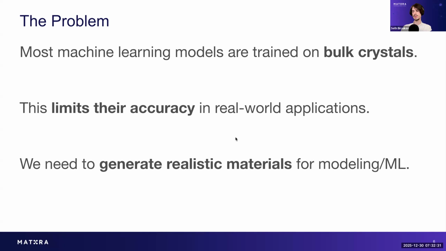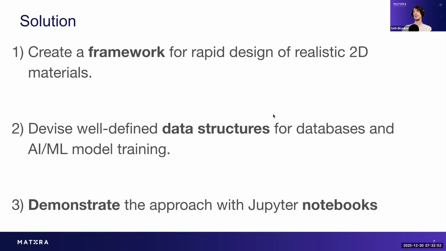One of the challenges in material science today is that data used to train machine learning models is the data of ideal 3D crystals, while real-world application requires structures that are more complex, such as interfaces, surfaces, or defects. So we need a way to generate such structures. For that, we created the Python package for the rapid design of 2D materials. Our approach has well-defined data structures to help organize information in a database and make it easier to build machine learning models later. We demonstrate the application of our approach with a set of Jupyter notebooks that can be run in any web browser.